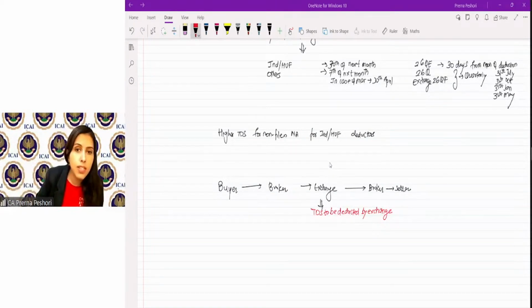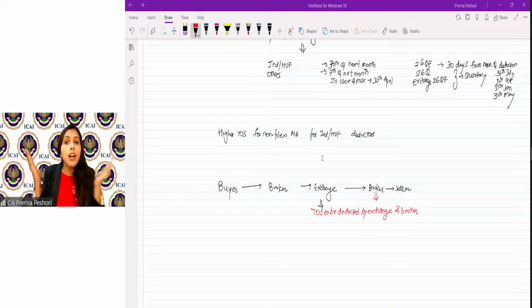And in case, for example, the broker is not the seller, but the seller is somebody else, in this case, the TDS is to be deducted by both the exchange as well as the broker. However, if both agree that only the broker may deduct the TDS, then in that case, the broker may only deduct it. So it depends on how the exchange and the broker agree. Are we clear? So in case where there are multiple players involved, the exchange is required to deduct TDS.